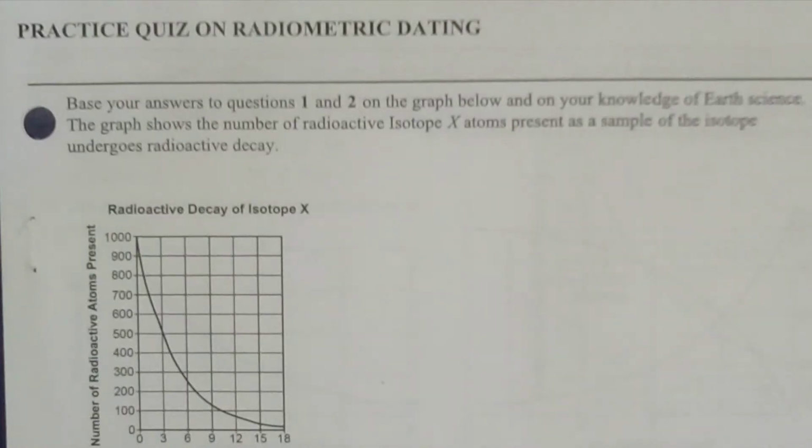Practice quiz on radiometric dating. Base your answers to questions 1 and 2 on the graph below and on your knowledge of Earth science. The graph shows the number of radioactive isotope X atoms present as a sample of the isotope undergoes radioactive decay.